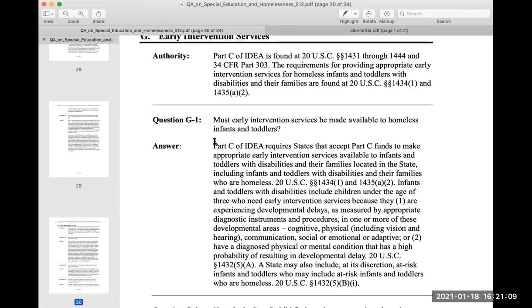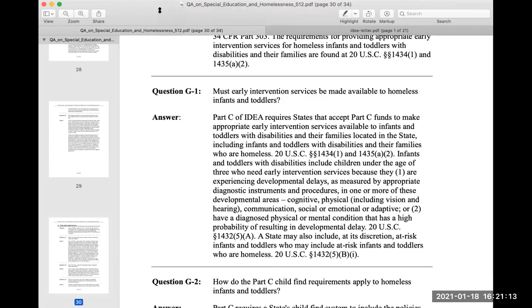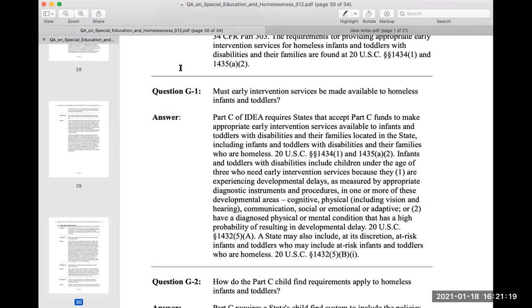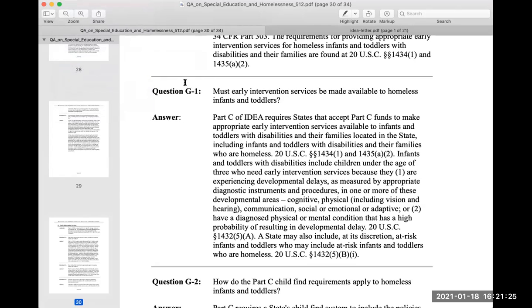20 U.S.C. paragraph 1432(5)(B)(i). How do the Part C child find requirements apply to homeless infants and toddlers?